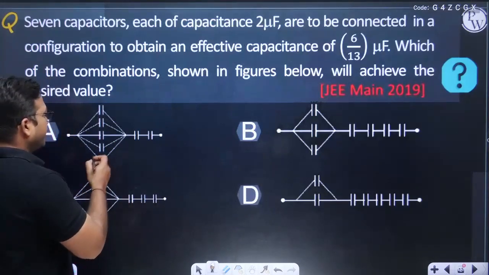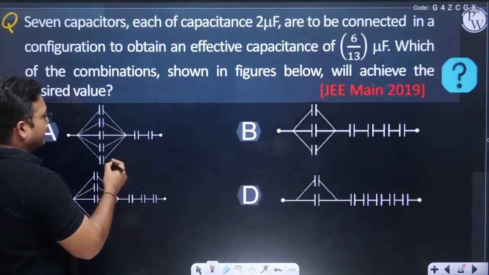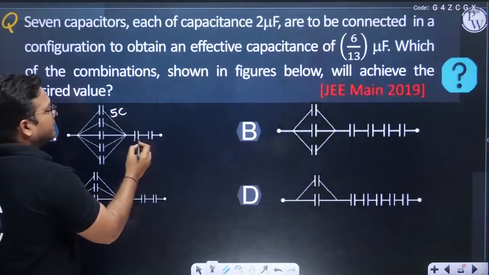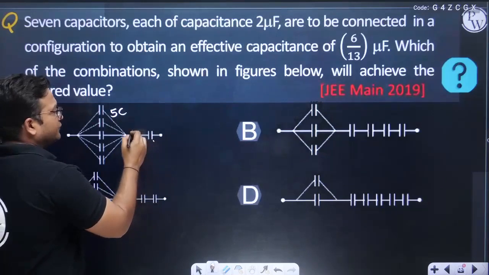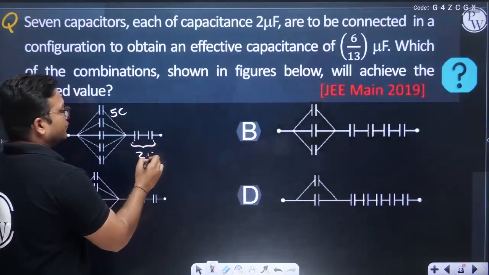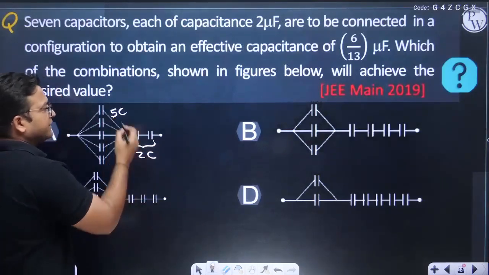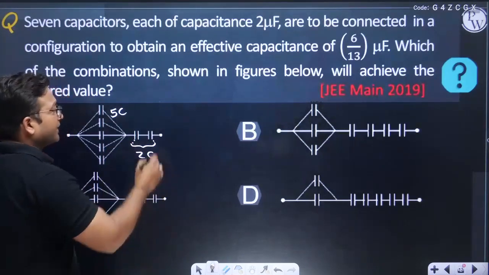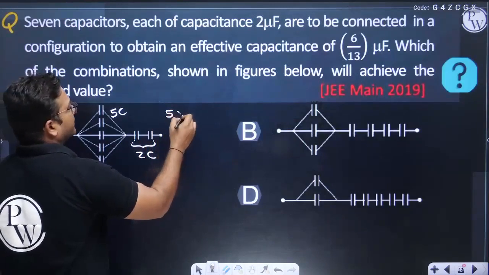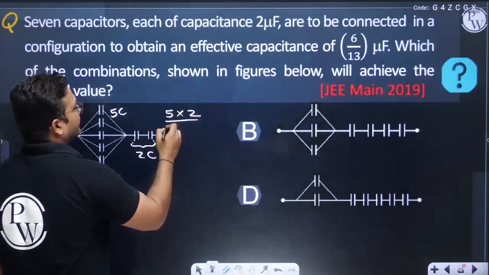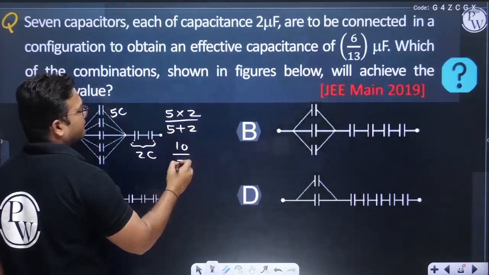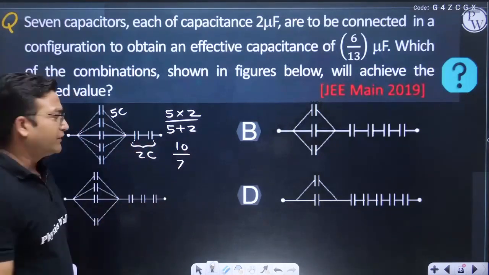I'll pick A and see. If 5 are connected in parallel, their combination becomes 5C, and these two are in series, so their combination becomes 2C, and this 5C and 2C are in series. So I can write 5 multiplied by 2 divided by 5 plus 2. I get 10 by 7, and this is not the answer, so I can cancel this.